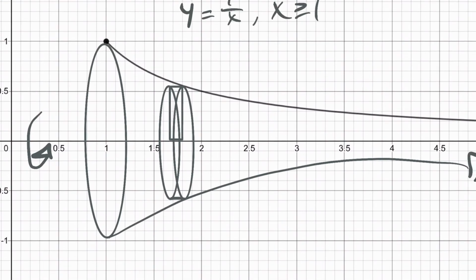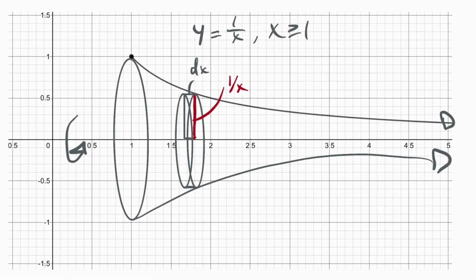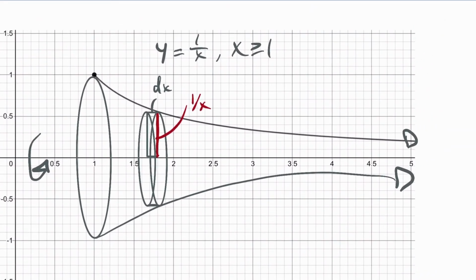Okay. Then the thickness of the disk, of course, is dx, right? And the radius of the disk is, of course, 1 over x, right? Then all we've got to do is say, let's say that the area of the front of the disk, right, this is going to be pi r squared. So this is pi times 1 over x squared, right?